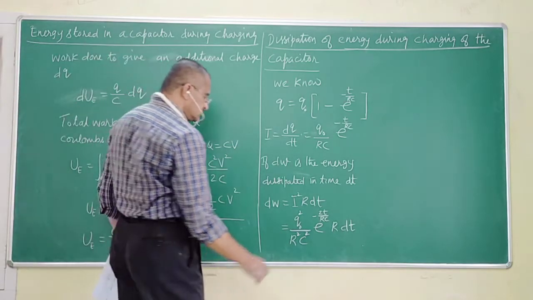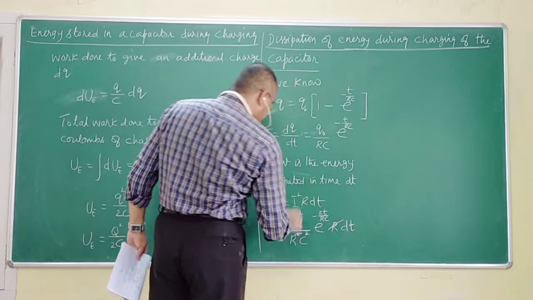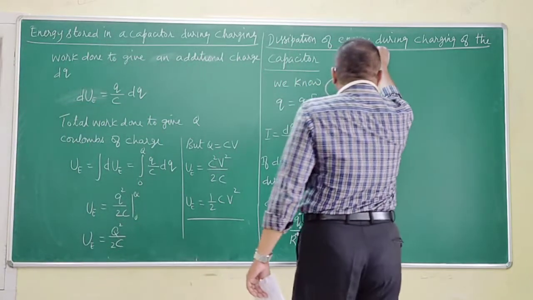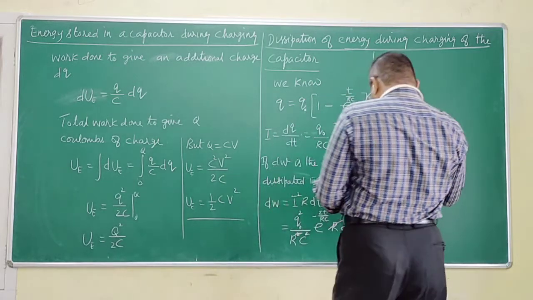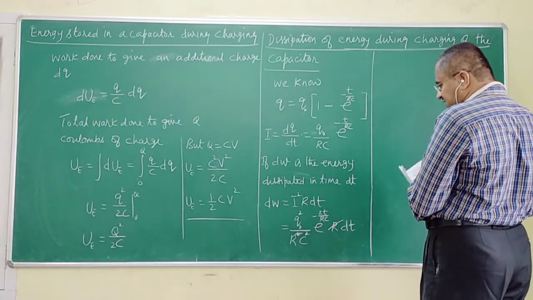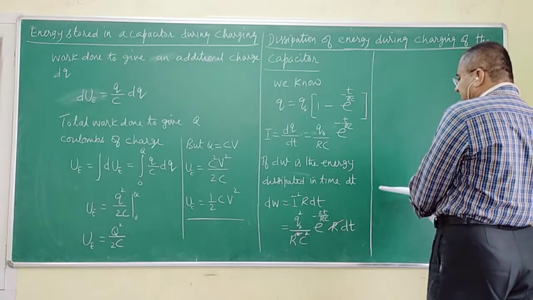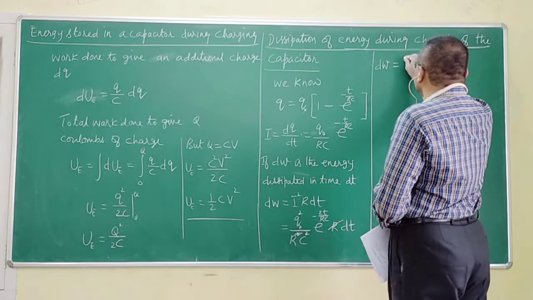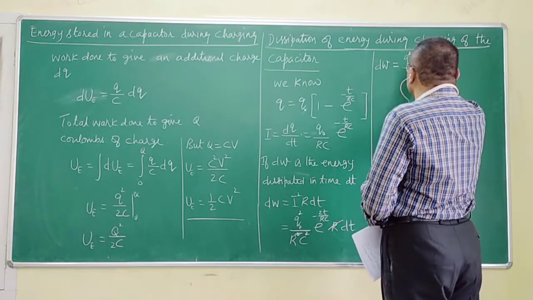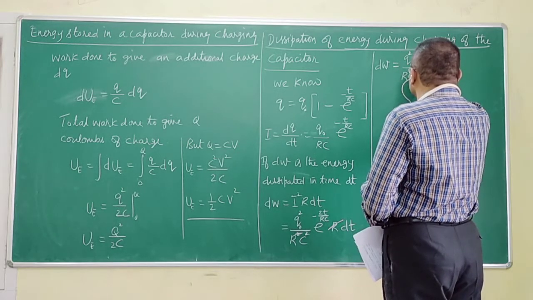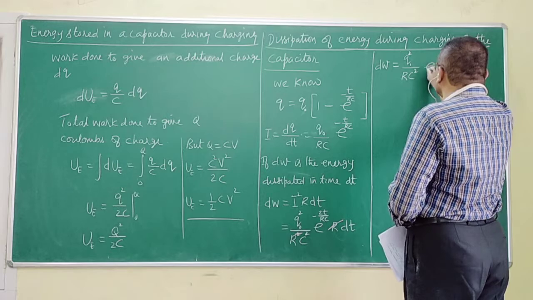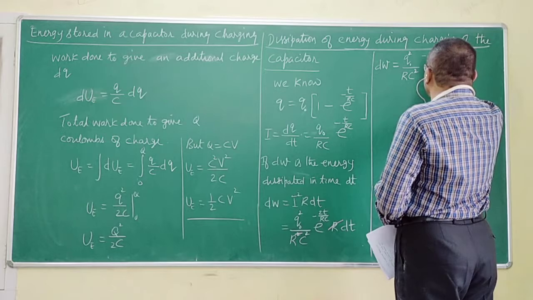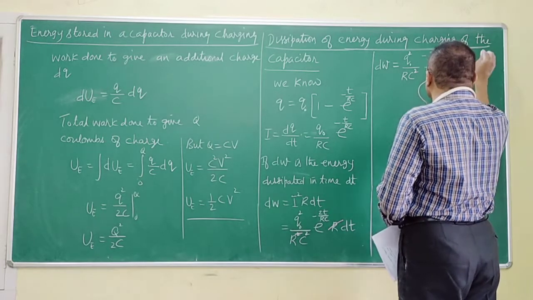Therefore, I can strike off R. Therefore, I get dW. Am I right, sir? Therefore, I will get dW is equal to q naught squared upon R C squared e to the power minus 2t by RC into dt.